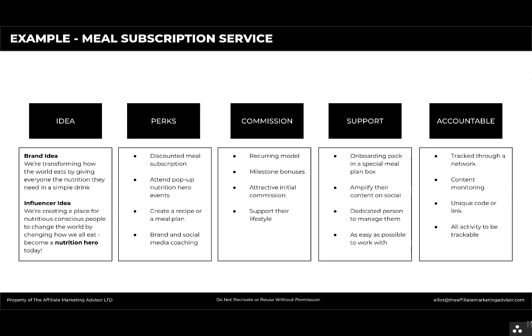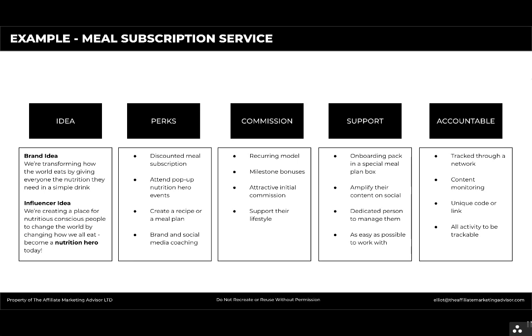The perks then could be a discounted meal subscription, attending events, creating their own personalized meal plan, which can be sold by the brand, and branding and social media coaching. So the brand can assign someone to help their influencers develop their own business and brand, which in turn helps them reach more people, which helps them drive more brand awareness and conversions for the business.